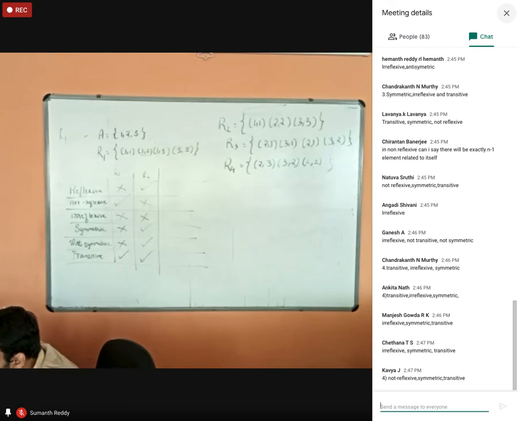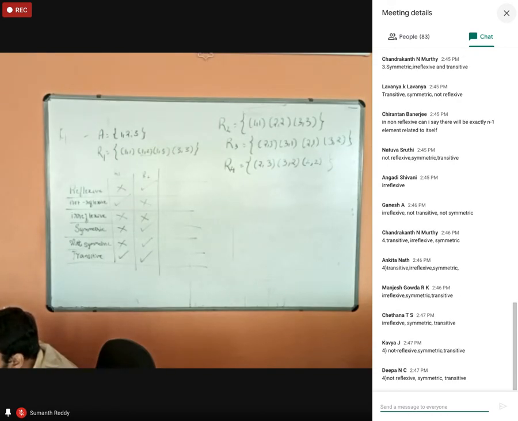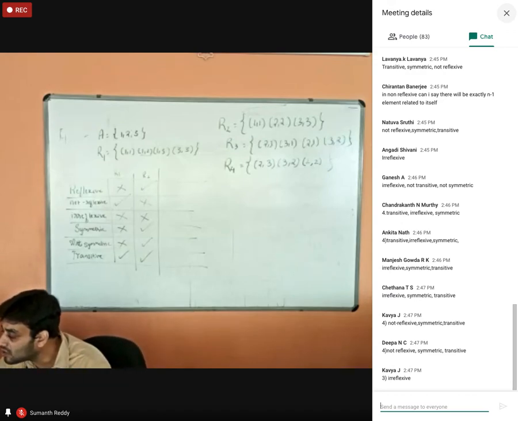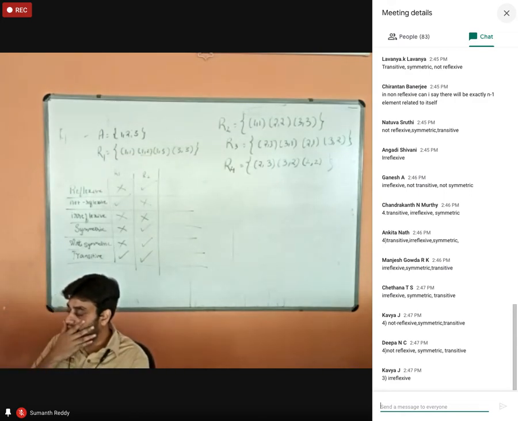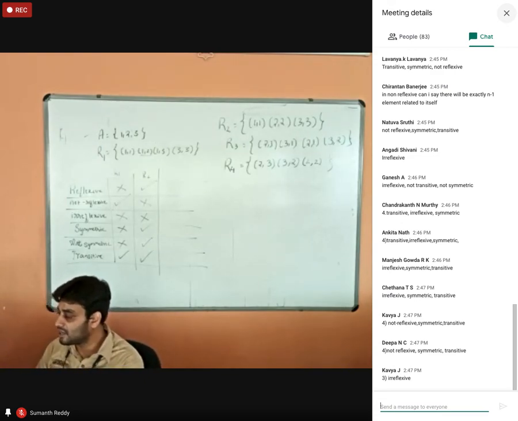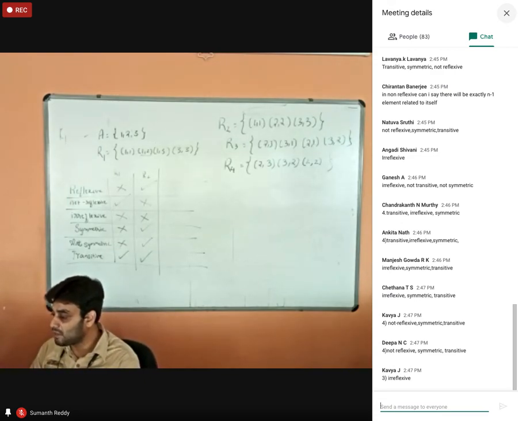So most of you have answered correctly. And okay, Banerjee, your doubt is in not reflexive. Can I say there will be exactly n minus one element related to itself? Yeah, actually, it's really a very good question. The thing is, Banerjee, if you have only one element in the set, I think there's no point, right? Because you are defining the relation between the elements. If you have only one element, for that defining the relation, it doesn't make any sense.